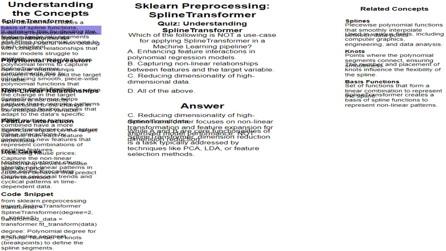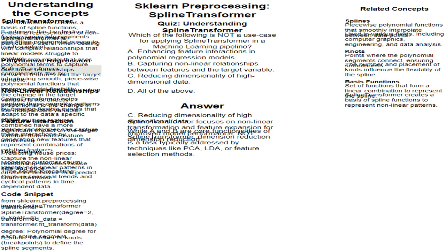Spline transformer works by dividing the feature range into segments and fitting polynomial curves to each segment. This allows for a more flexible representation of the data, capturing nonlinear relationships that linear models struggle to capture. It is especially useful for capturing complex relationships, such as those found in time series data or data with nonlinear patterns.